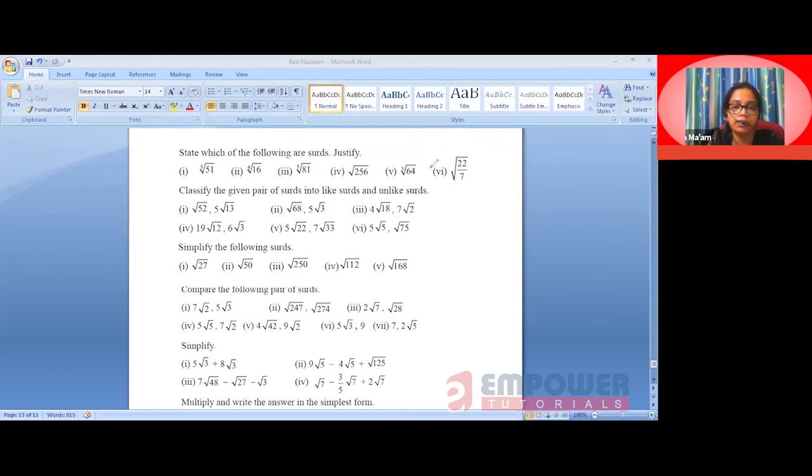What about 64? Ma'am, 8 square. But it's a cube root. It's 4 cube. Yes, ma'am, 4 cube. Very good. So it's not a surd again because 4 into 4 into 4 will be 64. So 4 cube is 64. So the answer of this is 4, which is a rational number. So it cannot be a surd. What about this? Is it a surd? Root 22 by 7.